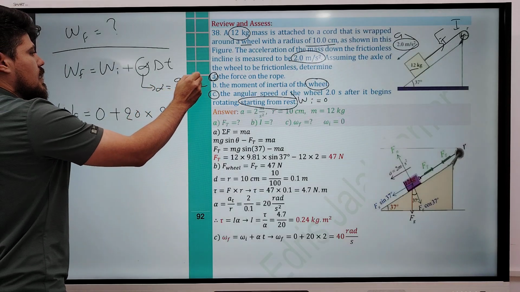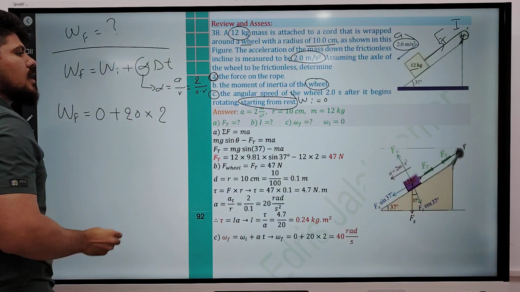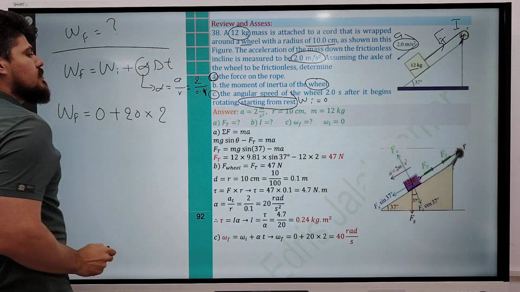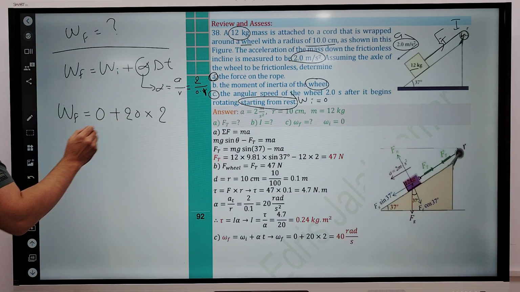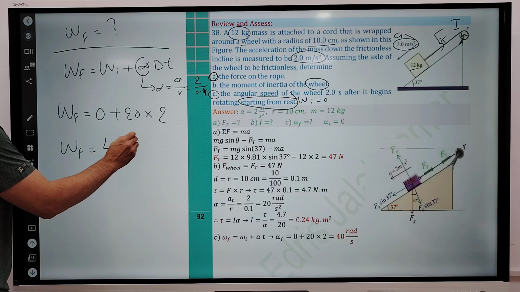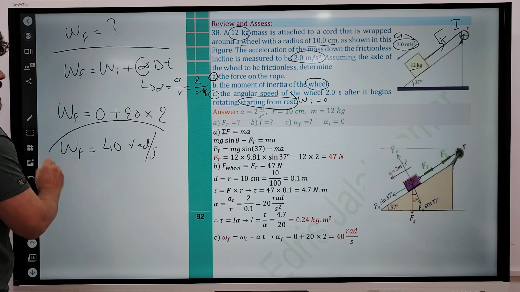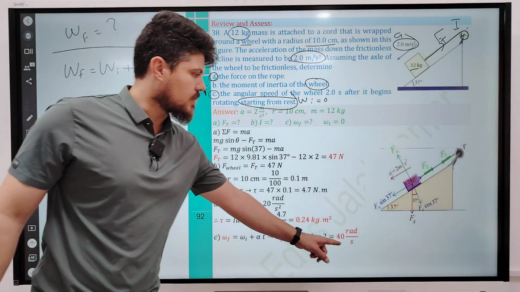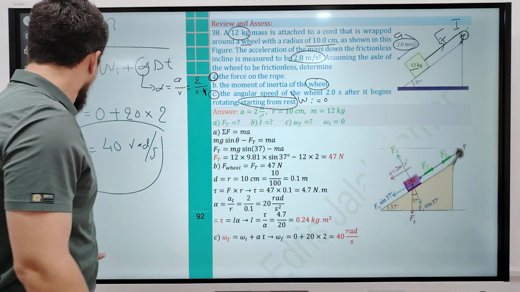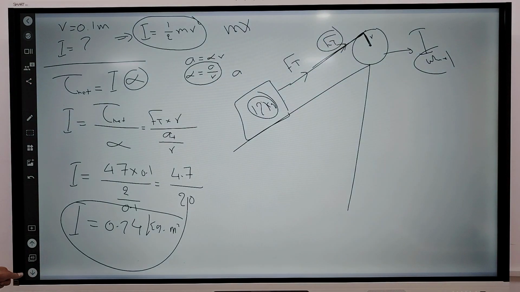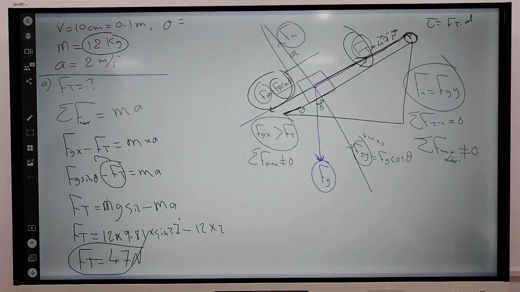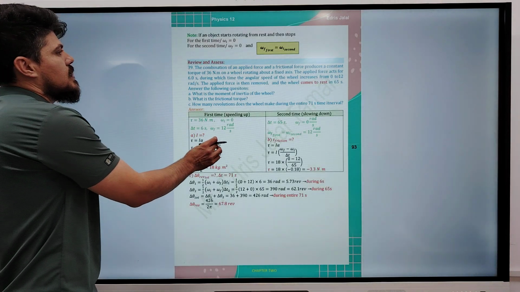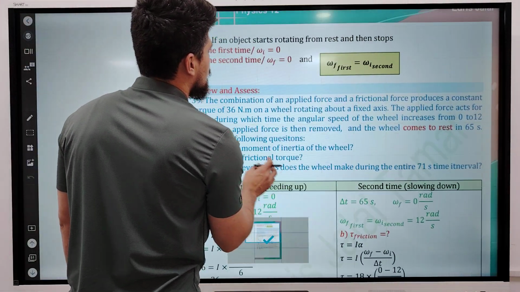Alpha is equal to what? a over r, a is 2, r is 0.1, sorry. 2 divided by 0.1 is equal to 20, times 2. Omega final is equal to 40 radian per second. 40 radian per second. Okay? Let's go to another question. Question 39. Look at this question.